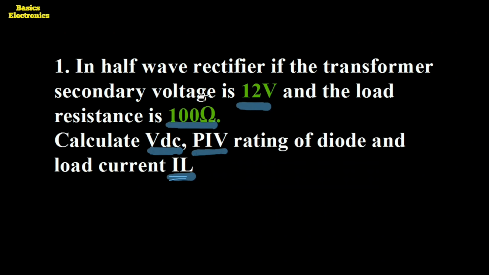Okay, so here at the left hand side, I am going to write down the given values in the example. The secondary voltage of the transformer is given, and it is equal to 12 volts. After that, what is given? The primary voltage is not given. If you read this example, the primary voltage is not given, and we do not need the primary voltage to solve this particular example.